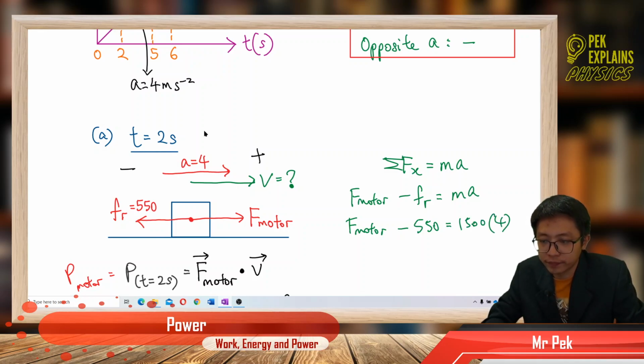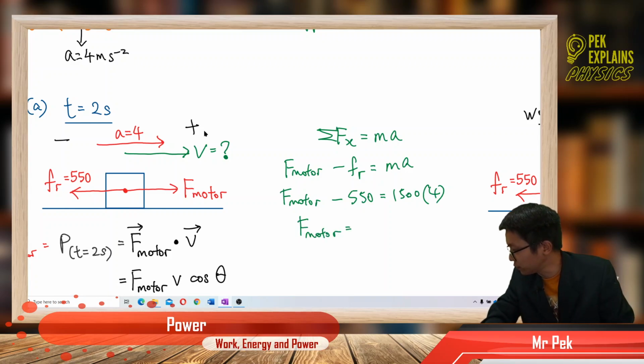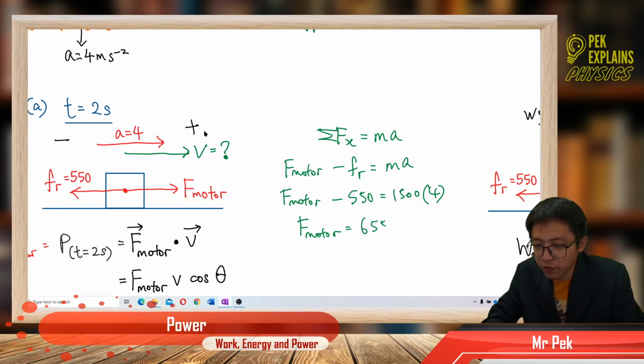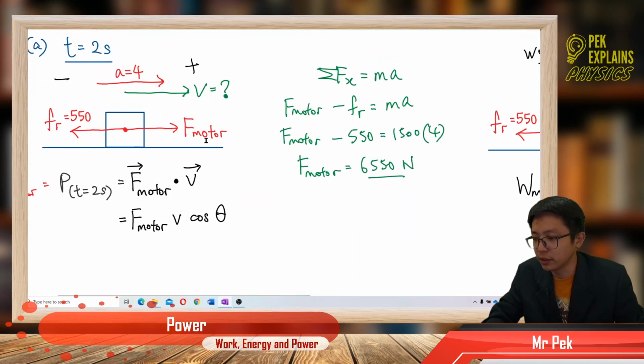Acceleration is 4. So the force of the motor is 6550 Newton. That's our force of the motor. Now we want to find the velocity at 2 seconds.